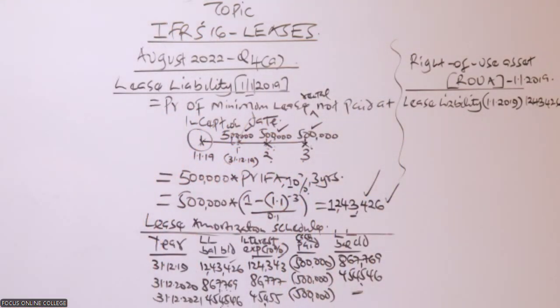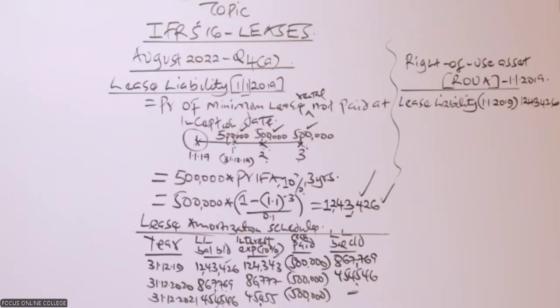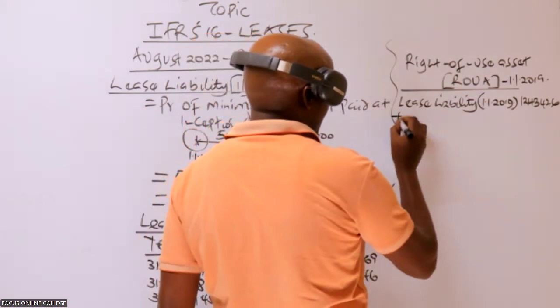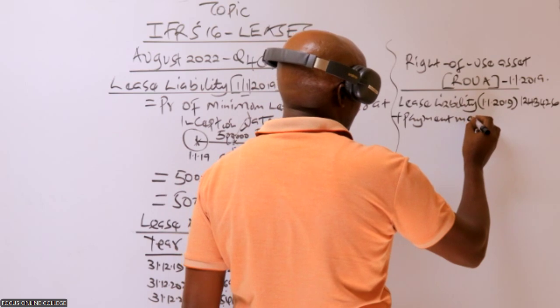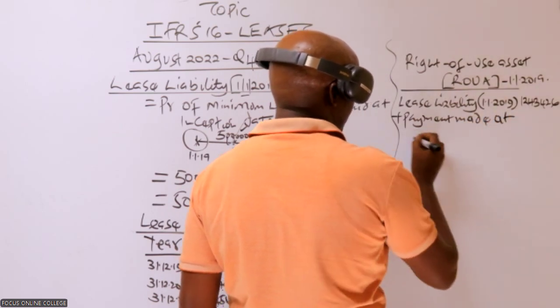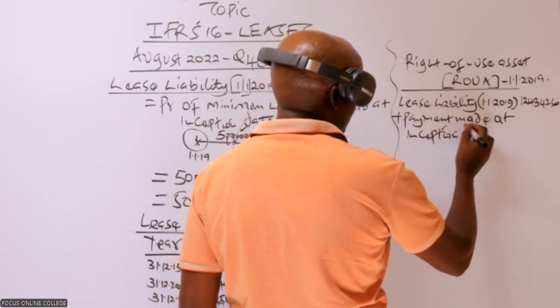Now, having that, we need to proceed and add something else. To this we add the payment made at the inception date.